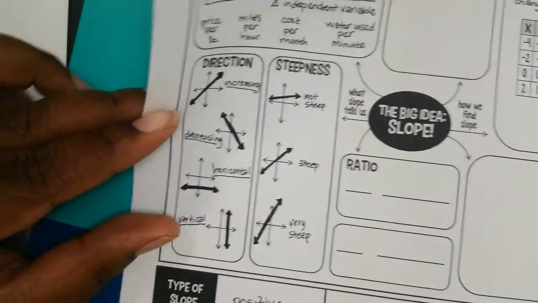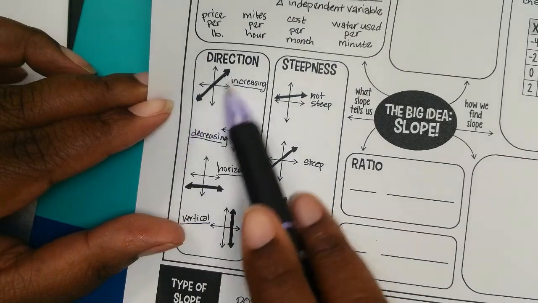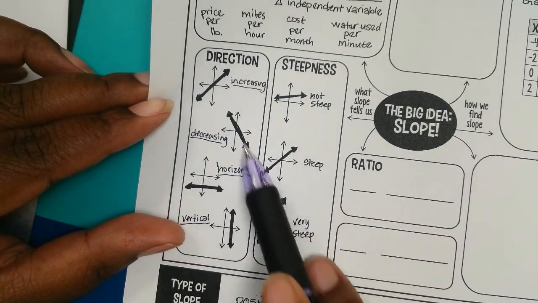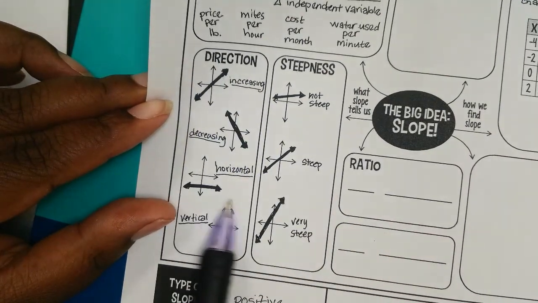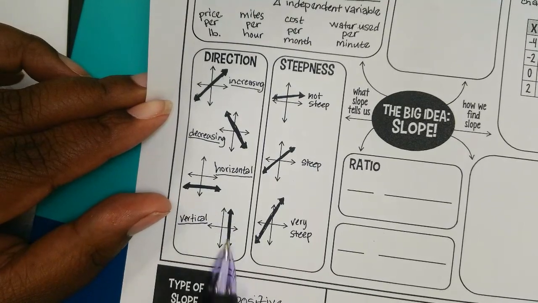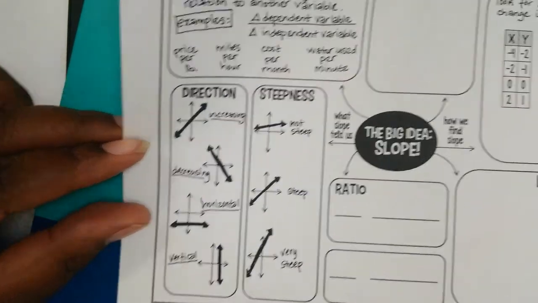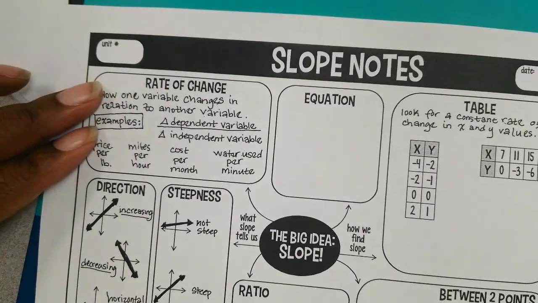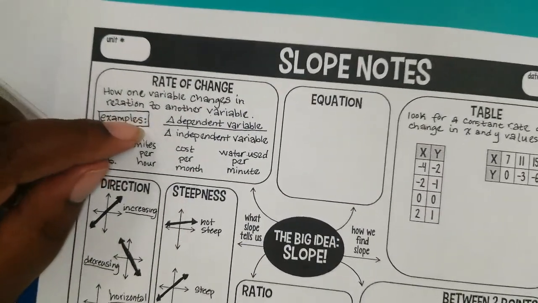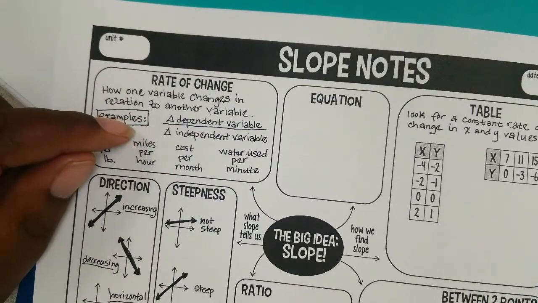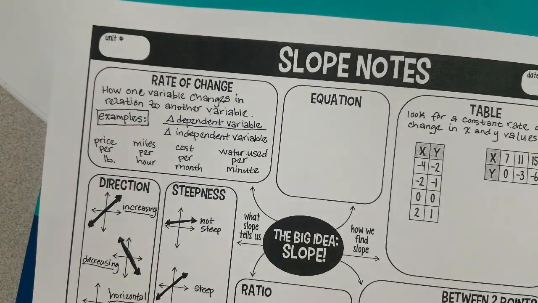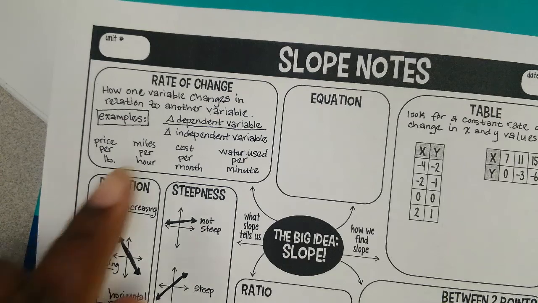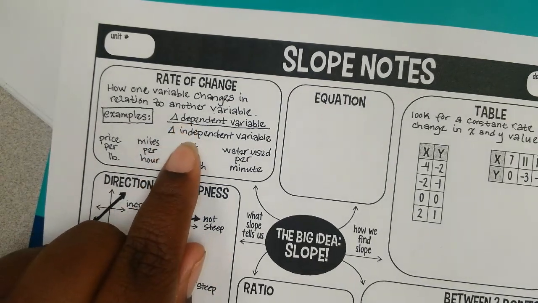You can have a positive slope, which is increasing, a negative slope, which is decreasing, or horizontal slope, which is 0, or undefined, which is vertical. So we're about to refresh you right here on how to find slope. Well, this first box right here is rate of change. Rate of change is basically what slope is, the change in y over the change of x. My dependent variable over my independent variable.